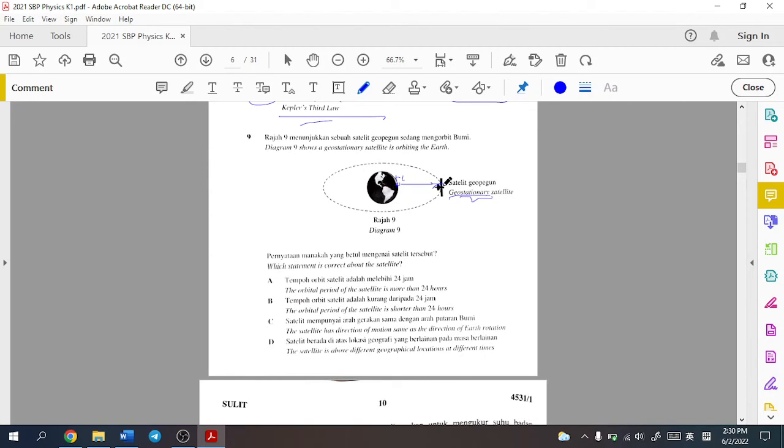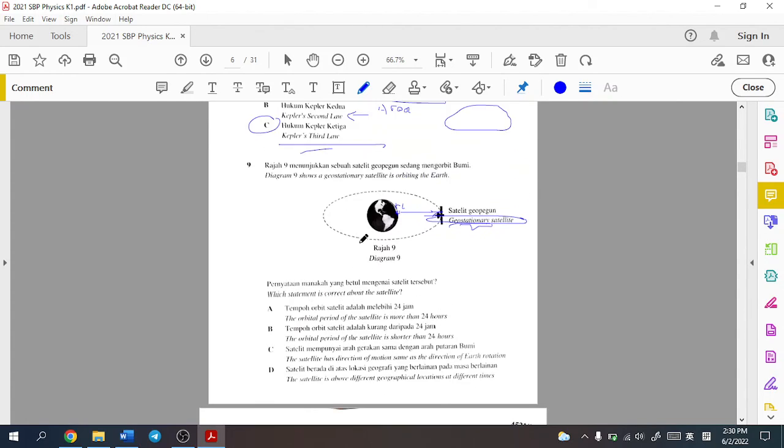And because our satellite is rotating at the same speed and in the same direction as our Earth, you will always observe from KL that this satellite is always above KL, above your location. So this is what a geostationary satellite means. So which statement is correct about the satellite? The orbital period of the satellite is more than 24 hours. This is not true because it will always be located above KL. If it is more than 24 hours, then this satellite will become non-geostationary and it will no longer be above KL.